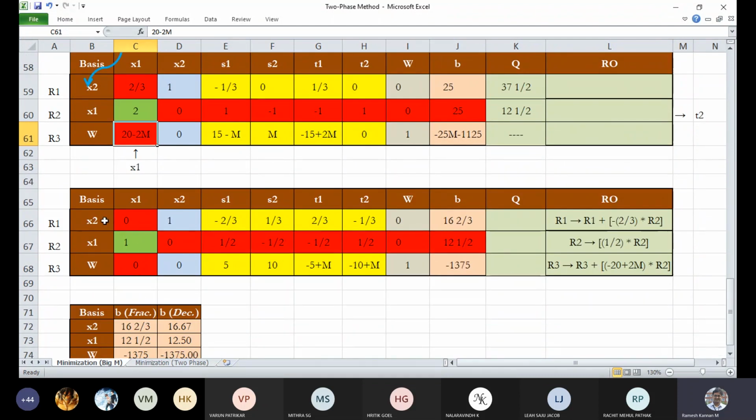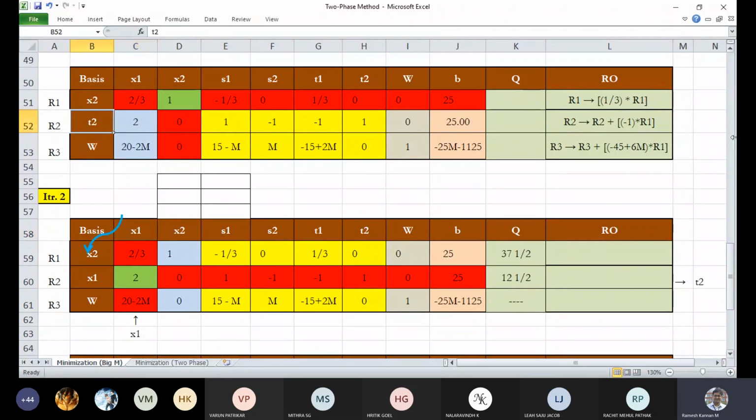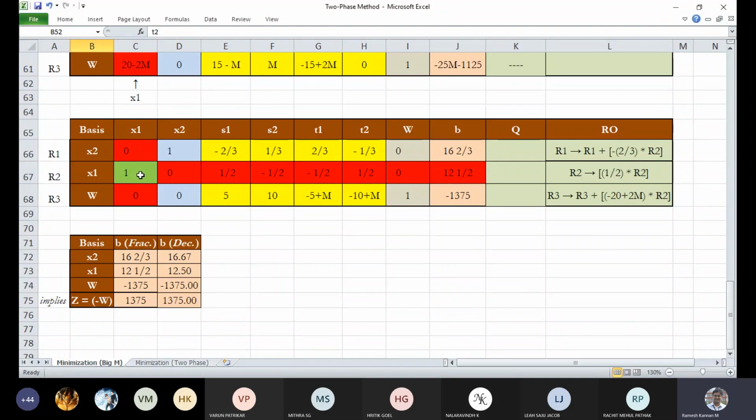Once it is done, you can see that in this case x1 is the entering variable and t2 is the leaving variable, which means t2 goes and x1 comes. Finally we have the values of x2, x1 and w. x2 is 16 2 by 3, x1 is 12 1 by 2 and w equals minus 1375. And we know that w equals minus z, so minus of minus this value will become z.